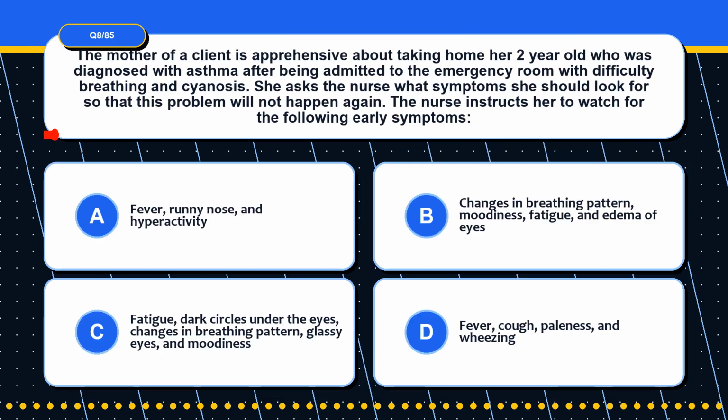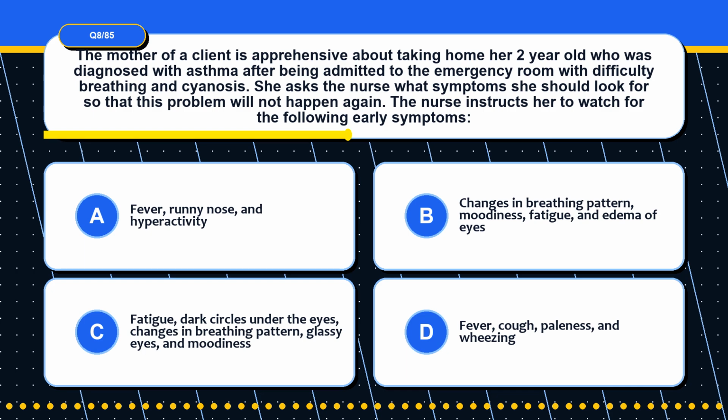Question 8. The mother of a client is apprehensive about taking home her 2-year-old who was diagnosed with asthma after being admitted to the emergency room with difficulty breathing and cyanosis. She asks the nurse what symptoms she should look for so that this problem will not happen again. The nurse instructs her to watch for the following early symptoms.